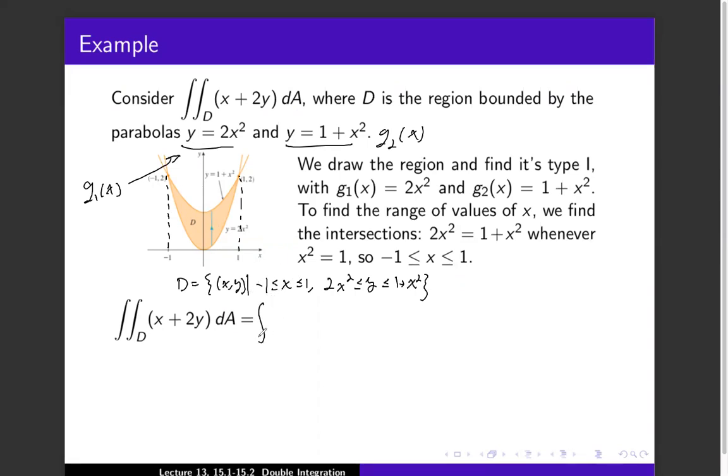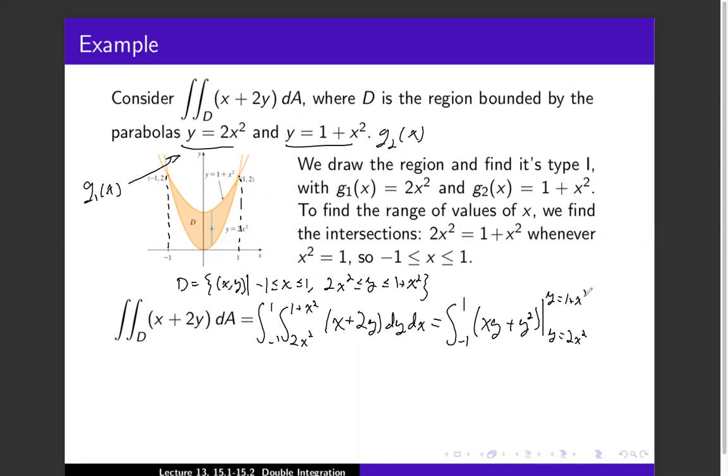So when we actually do this integral, what's that going to be? Integral from -1 to 1, integral of 2x squared to 1 plus x squared of x plus 2y dy dx. So we're integrating with respect to y first, because y is between 2x squared and 1 plus x squared. So as we're going through this, what's that going to become? Integral from -1 to 1 of, integrating with respect to y, that becomes xy plus y squared, integrated from y equals 2x squared to y equals 1 plus x squared dx.